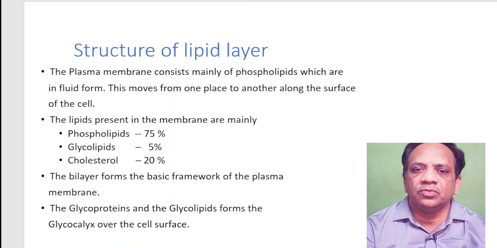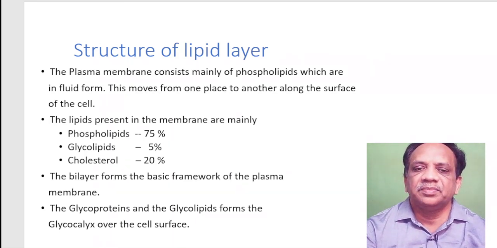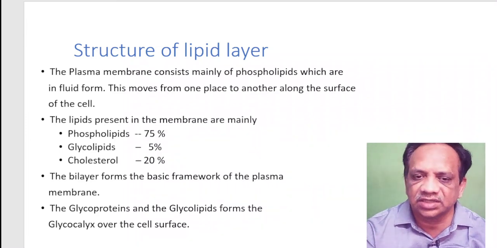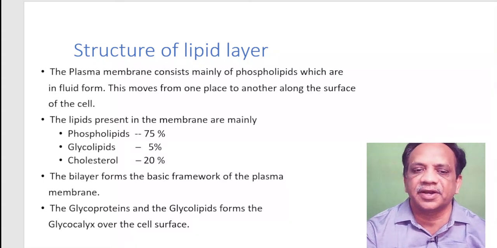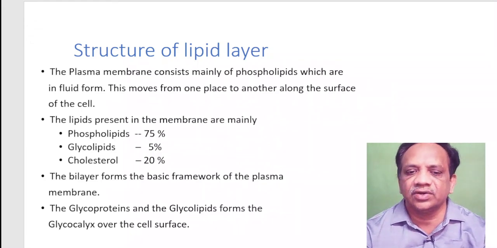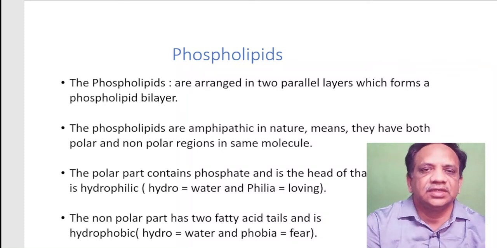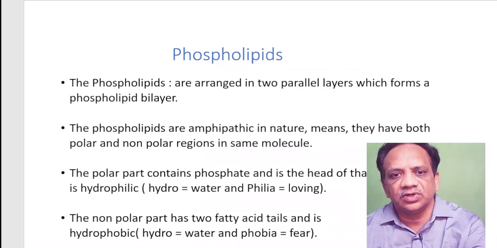This moves from one place to another along the surface of the cell. The lipids present in the membrane are mainly phospholipids, about 75%, glycolipids about 5%, and cholesterol, forming about 20% of the lipids present in the plasma membrane. The bilayer forms the basic framework of the plasma membrane. The glycoproteins and the glycolipids form the glycocalyx over the cell surface. The phospholipids are arranged in two parallel layers which form a phospholipid bilayer.